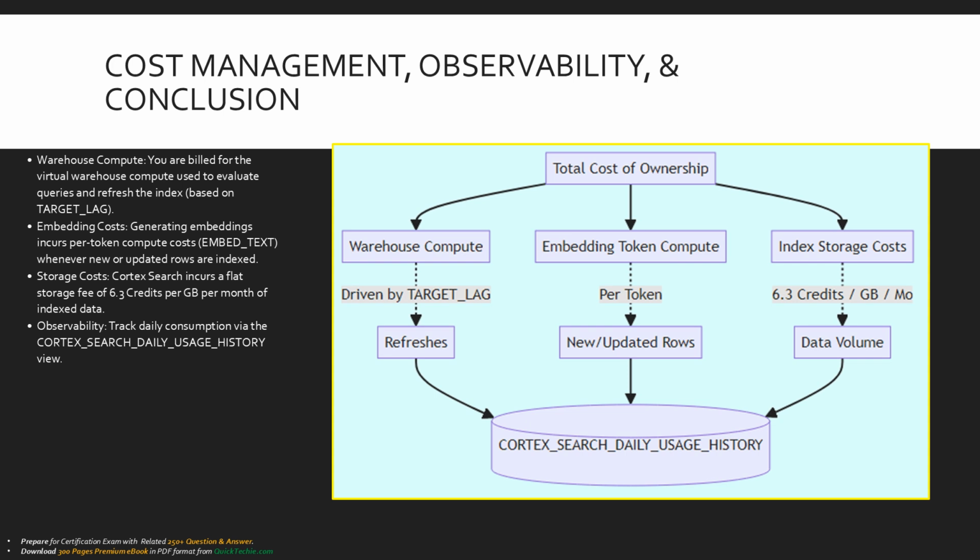Our final diagram breaks down the total cost of ownership for Cortex Search. Your costs are divided into warehouse compute driven by your refresh schedule, embedding token compute driven by the ingestion of new or updated rows, and index storage costs scaling with your data volume at 6.3 credits per GB per month. To maintain strict financial governance, all of these vectors feed telemetry directly into the Cortex Search Daily Usage History View, giving your FinOps teams complete visibility and control over your AI infrastructure.